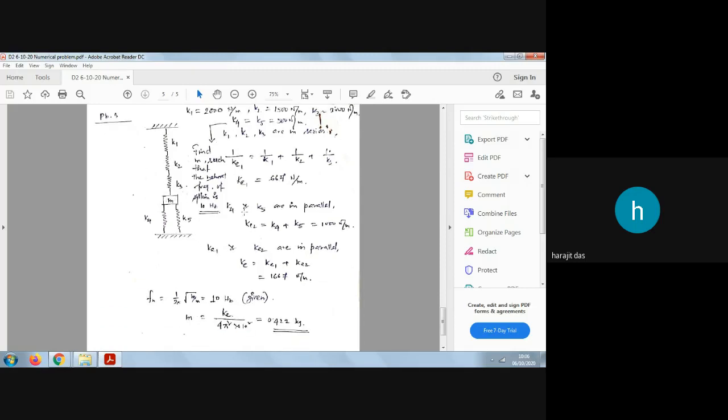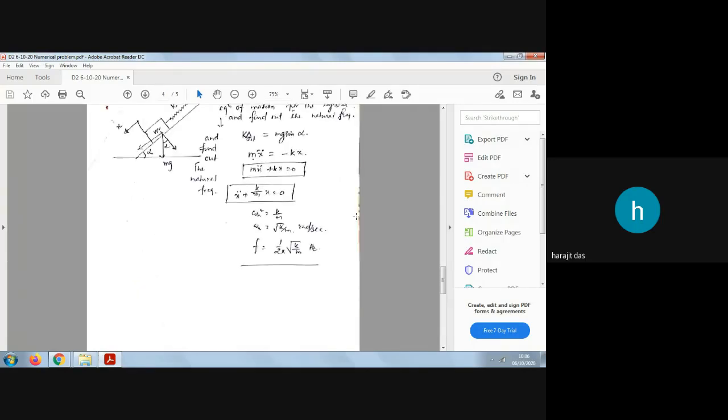So this is one homework for you, just try it. If you find any difficulty in solving this problem or earlier problems, you can post your doubts in the Google Classroom or in the WhatsApp group, or you can personally call me at any time.